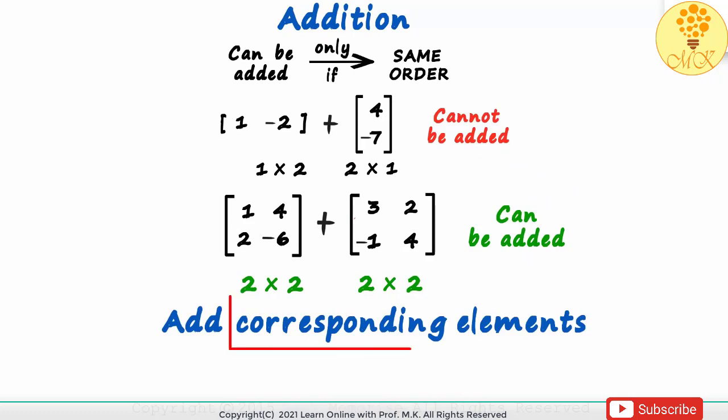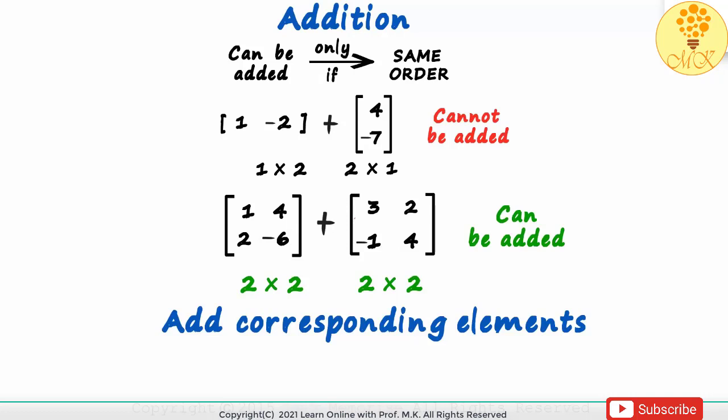What do we mean by corresponding elements? The corresponding elements are the elements which have the same positions. In these two matrices, 1 and 3 are corresponding elements. Both are the 1/1th elements. 4 and 2 are corresponding as both are 1/2th elements. 2 and -1 are corresponding and -6 and 4 are corresponding.